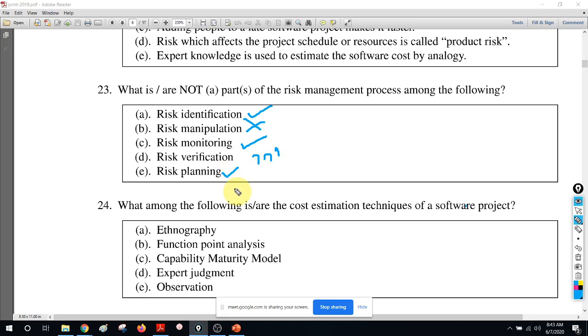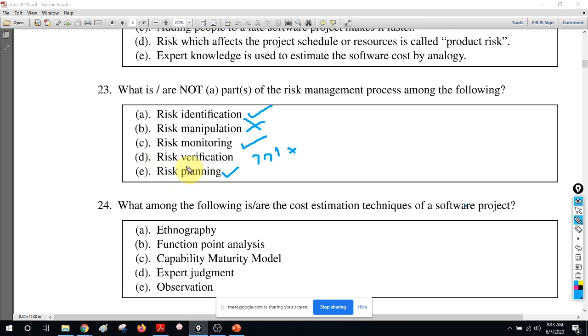Okay. So for me, what they're asking is the "not" ones, right? Not once. B is the answer. I don't see risk verification as a major task, therefore I will take this also as a "not" answer, right? So in that case, the "not" ones are B and D. Okay, so I'm double checking the answer now. Answer is B and D, yes.